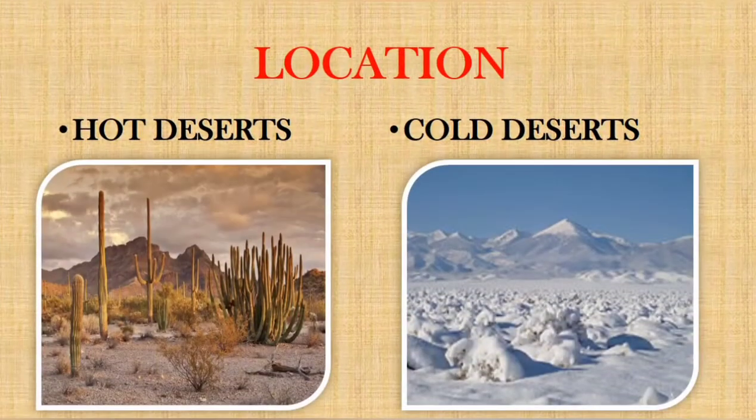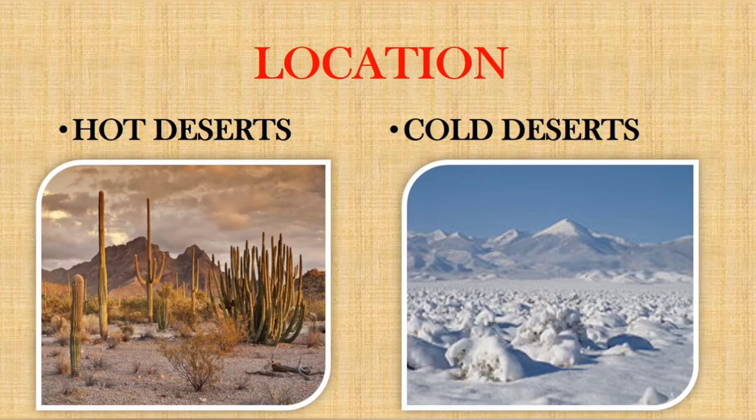Now you can see the pictures of the location, that is the hot deserts and the cold deserts, right? Yes, the hot deserts are very hot. These hot deserts are found between 20° north and 30° south of the equator.